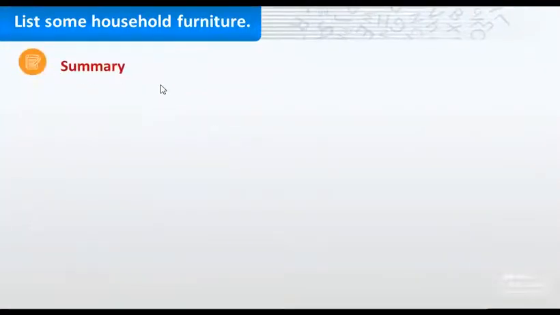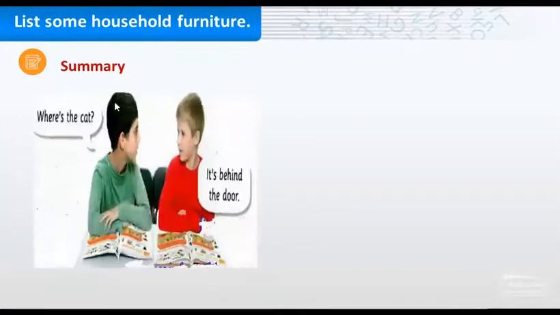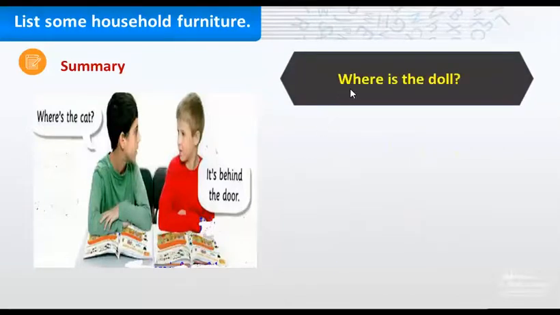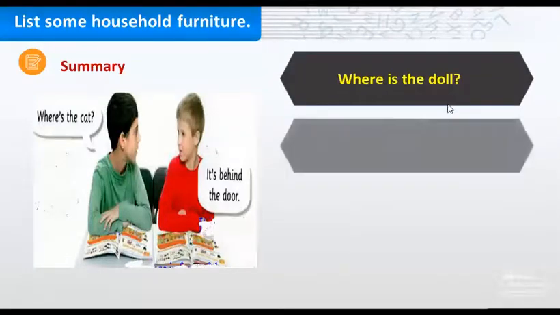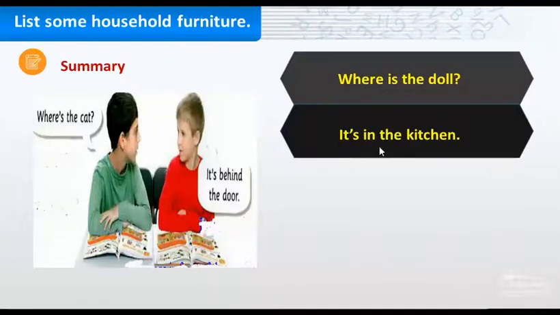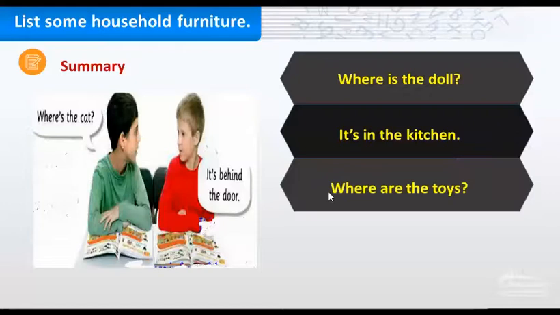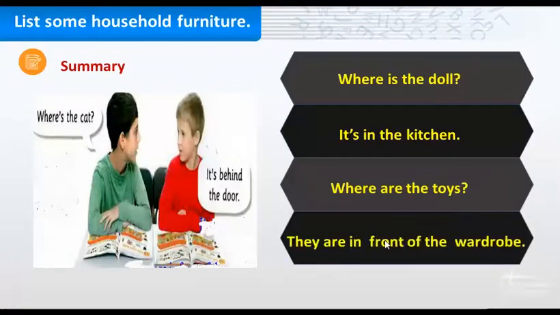Summary. Where is the cat? It's behind the door. Where is the doll? It's in the kitchen. Where are the toys? They are in front of the wardrobe.